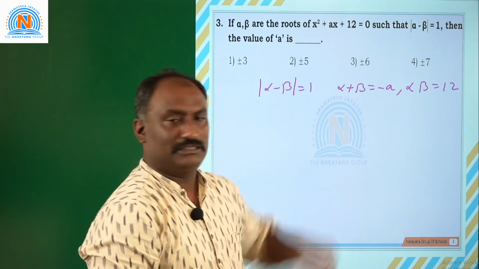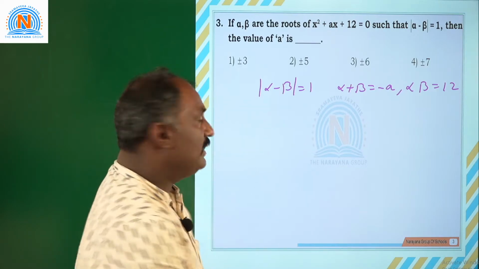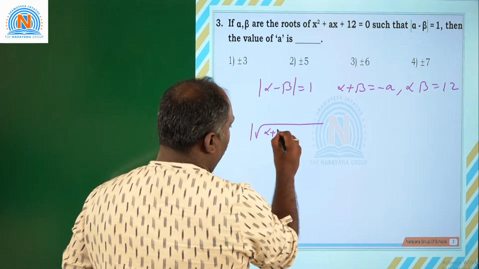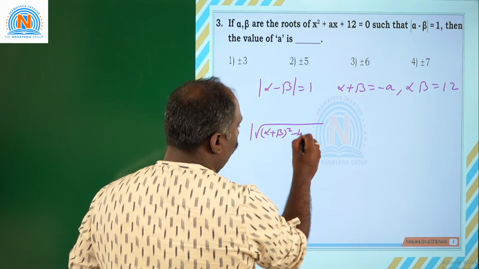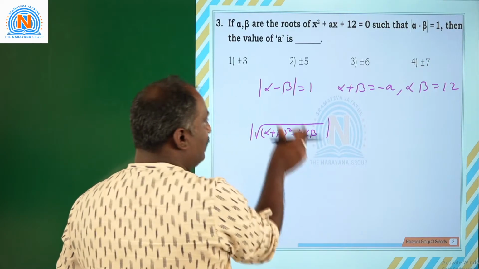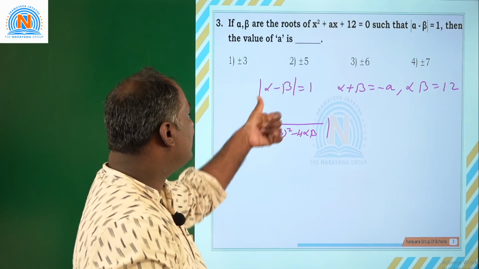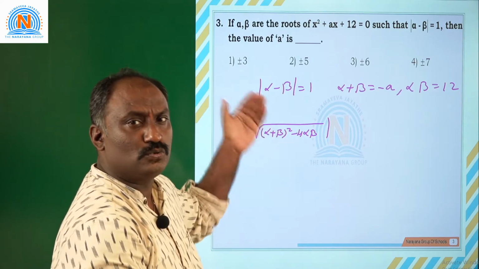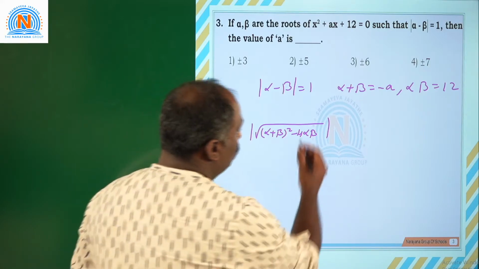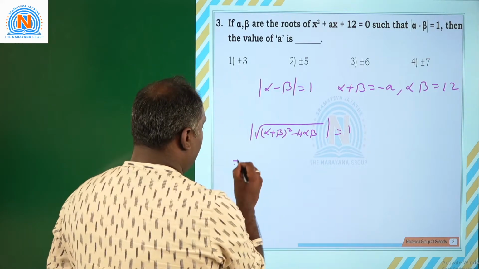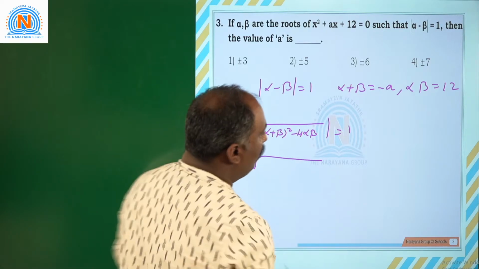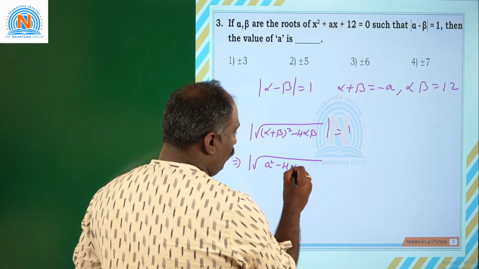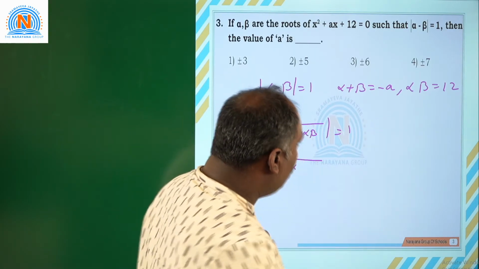From these two pieces of information, as we have used many times, we can write alpha minus beta as under root of alpha plus beta whole square minus 4 alpha beta. From the past two sums onwards we are using that formula only. So that is equal to 1, and here I am substituting alpha plus beta as minus a whole square, that is a square, minus 4 into alpha beta, and alpha beta is 12.